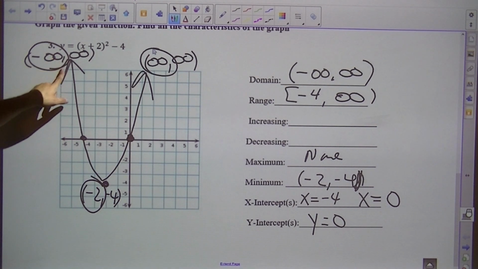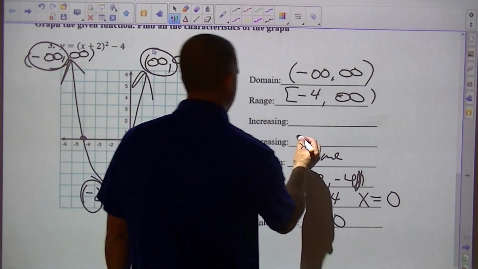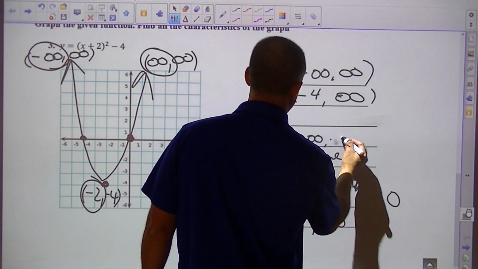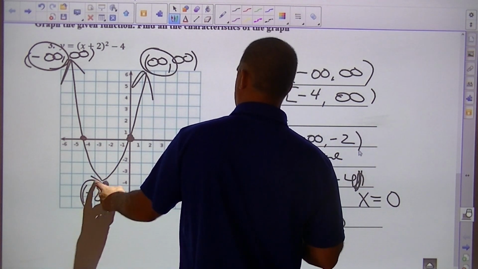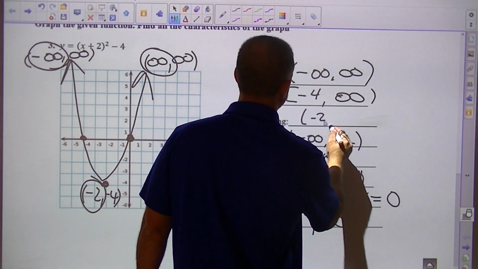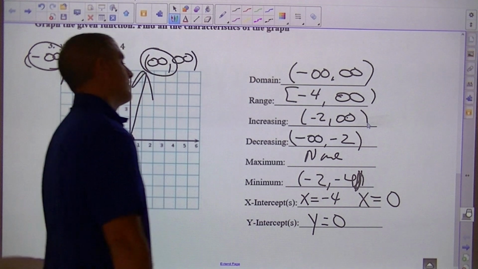It's when it turns do we have to worry about that. It's very important. So from -infinity to -2, it's decreasing. And from -2 to infinity, it's going to increase. Okay?